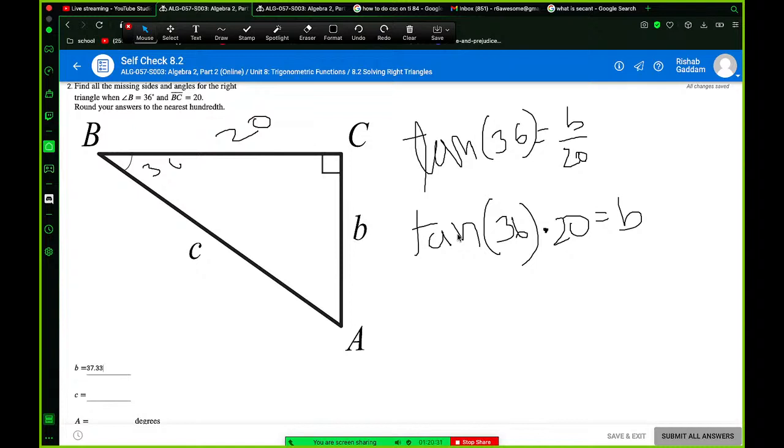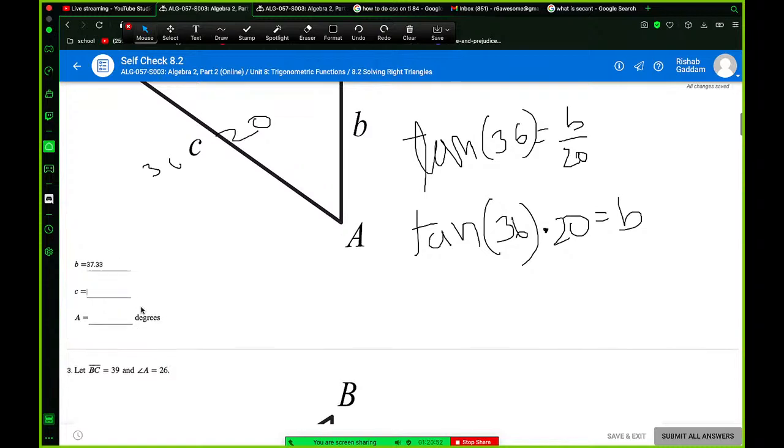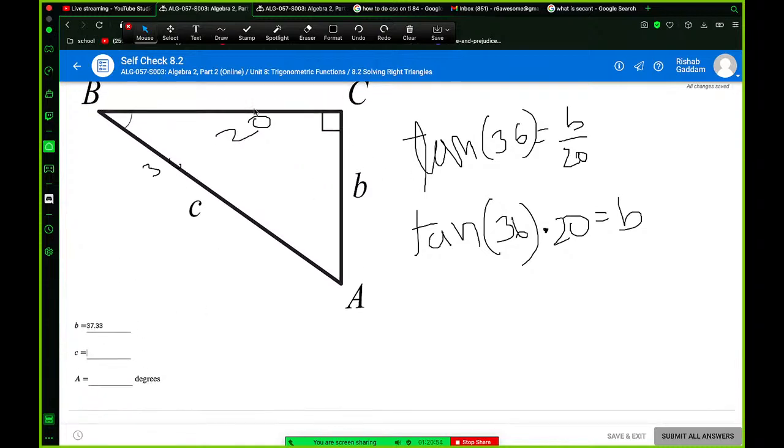What did you do? Oh, actually, I did the tan of 36, but then after that I took it and did 10 over -1, and I did all that. Okay, I see. So yeah, you can do the rest of this. That gives me 14.53. So side B is 14.53.